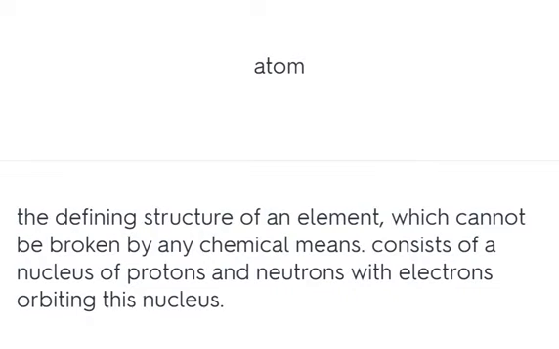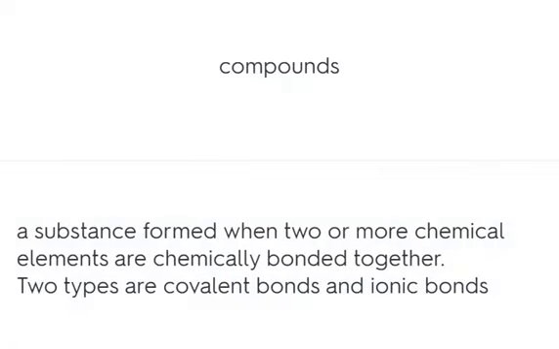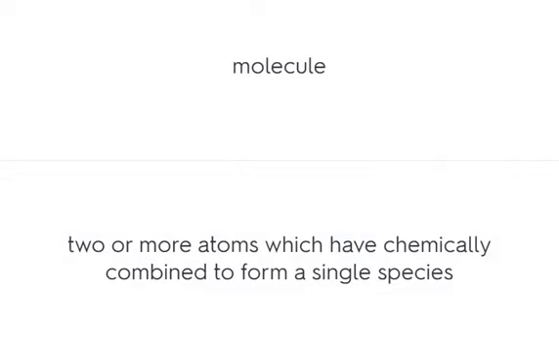Atom, the defining structure of an element which cannot be broken by any chemical means, consists of a nucleus of protons and neutrons with electrons orbiting this nucleus. Compounds, a substance formed when two or more chemical elements are chemically bonded together. Two types are covalent bonds and ionic bonds. Molecule, two or more atoms which have chemically combined to form a single species.